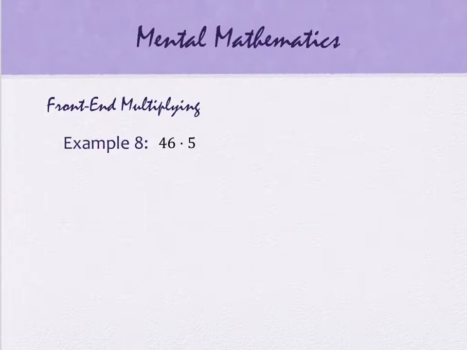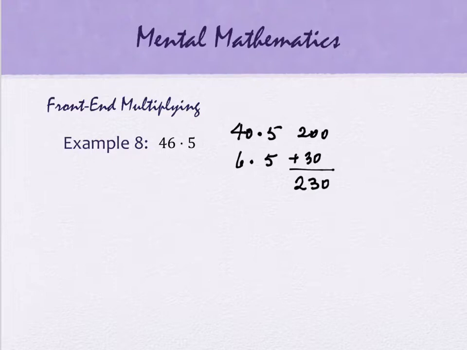So what does front-end multiplying look like? Well, front-end multiplying looks like taking the single digits that you're given and breaking them apart. So instead of doing 46 times 5, we would do 40 times 5, and we'd do 6 times 5, and then we'd add the results together. So what is 40 times 5? 200. What is 6 times 5? 30. And if we add these together, we get 230. It's basically a 3-step process. You've done 2 steps of multiplication and 1 step of addition.